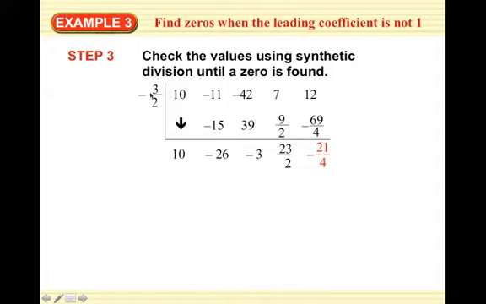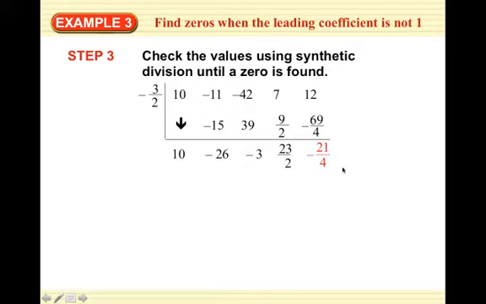-3 times -3/2 is going to give us positive 9/2. 7 plus 9/2, let's see, that's 14/2 plus 9/2, which is 23/2. Times -3/2, 23 times -3 is -69, and 2 times 2 is 4. 12 plus that value is not going to be 0. In fact, it's negative 21/4.